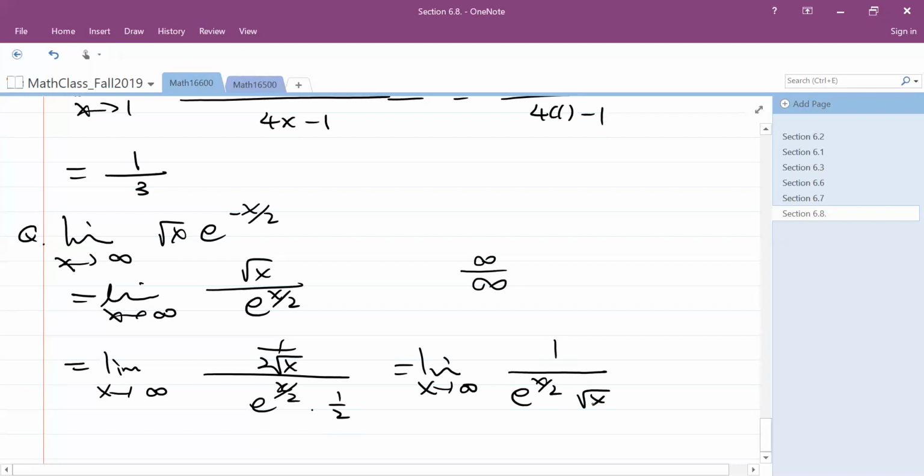So now it's clear that it's not going to be infinity over infinity type, and not 0 over 0 type. The numerator is constant, and the denominator is getting larger and larger. And then clearly, this is going to be 1 over infinity. It's going to be 0.